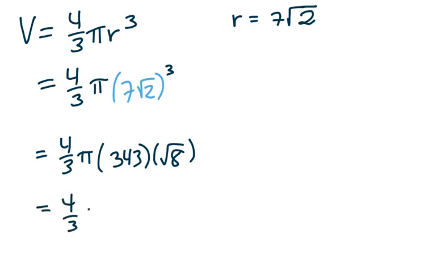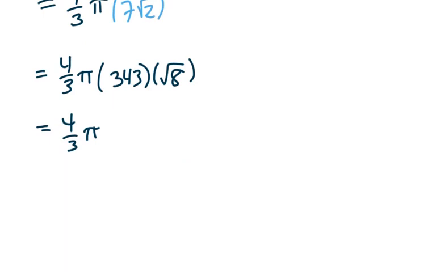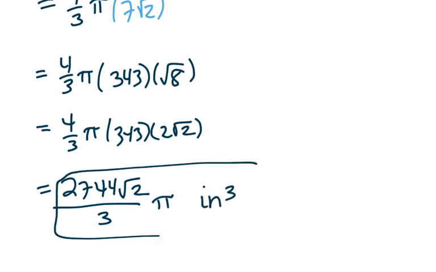That can be cleaned up a little bit. So, again, need a little bit more space. That is 343 times 2 square root of 2. And so I can put all of this together, and that will give me 2,744 square root of 2 all over 3 pi. And then don't forget, even though that's a mess and you kind of feel like you want to stop now, you do need your units, all right? So that needs to be given its units, which are inches cubed. And that's the volume of this sphere.